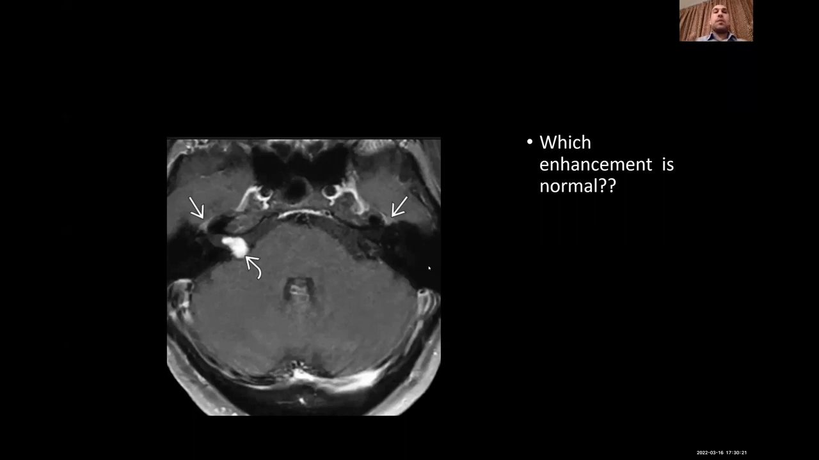If I ask you what the abnormality is here, where is the abnormal enhancement? What else? No, not all of them are abnormal. The tympanic, geniculate and mastoid components are normal, but here the inner ear and cerebellopontine angle enhancement are abnormal.